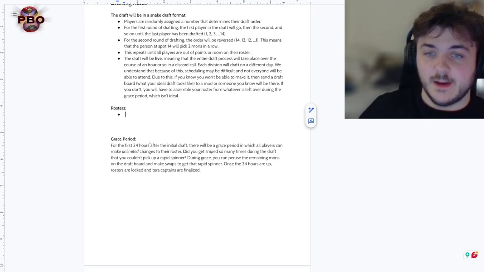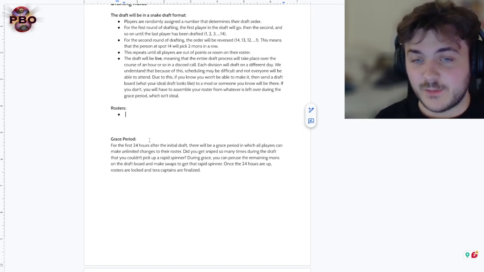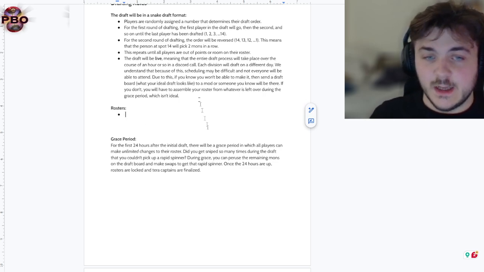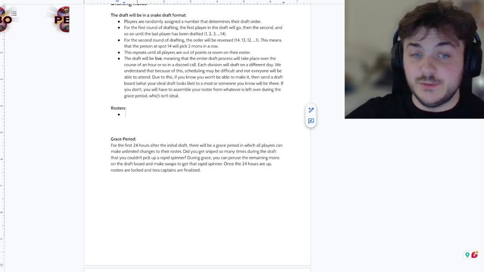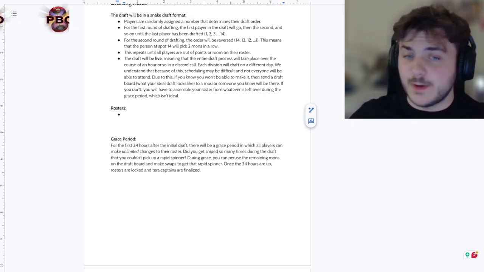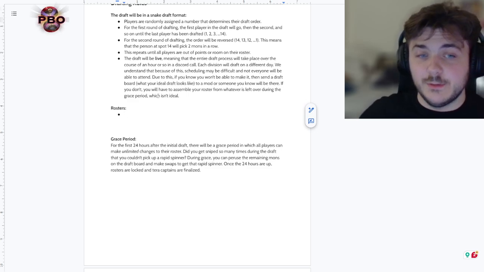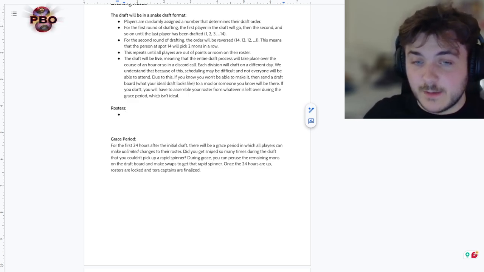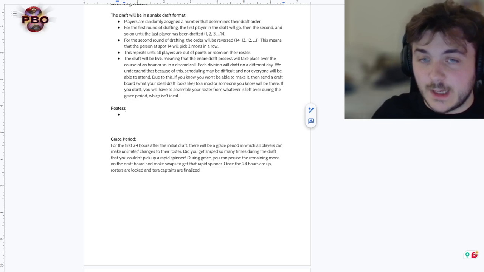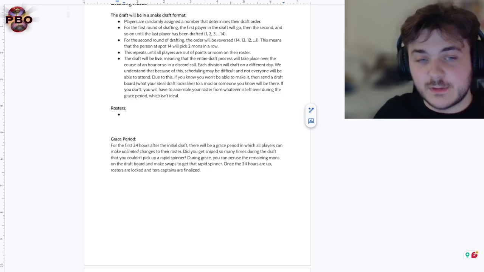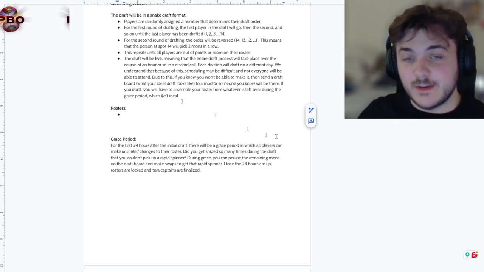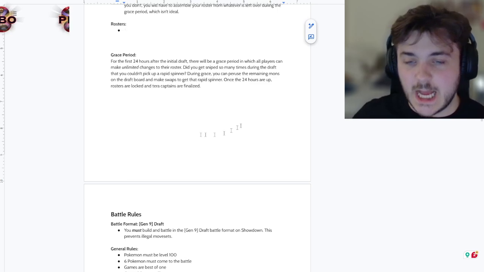Grace period. For the first 24 hours after the initial draft, there will be a grace period in which all players can make unlimited changes to their roster. Did you get sniped so many times in the draft that you couldn't pick up a rapid spinner? During grace, you can do that. You can make swaps to get that rapid spinner if there is any available, but chances are Cryogonal will still be there. Once 24 hours are up, rosters are locked, and Terra Captains are finalized.